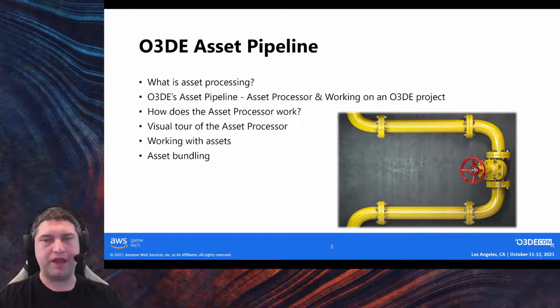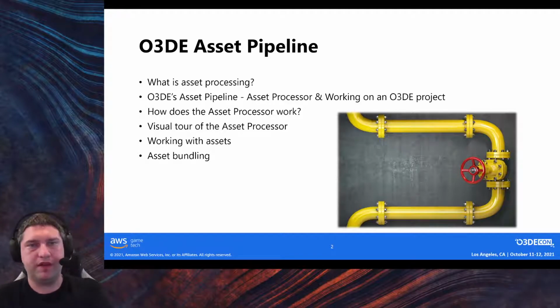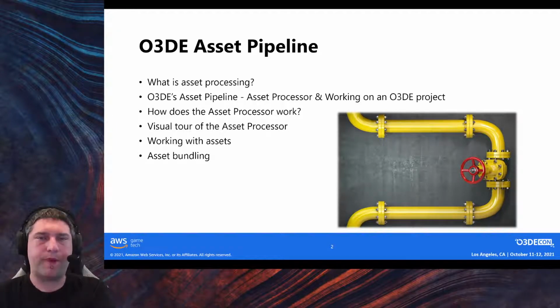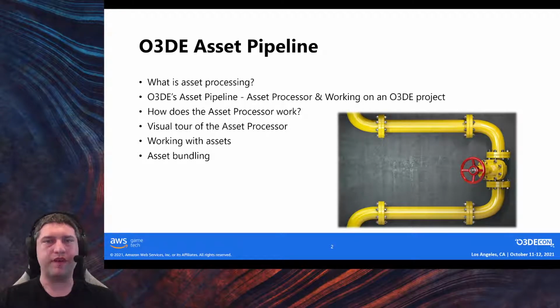I'm going to start by explaining what asset processing is and why it needs to be done. Then I'm going to cover the asset pipeline for O3DE in particular, how the asset processor impacts working on an O3DE project. We're going to take a deeper dive into the asset processor and explore how it works, as well as take a visual tour of the tool.